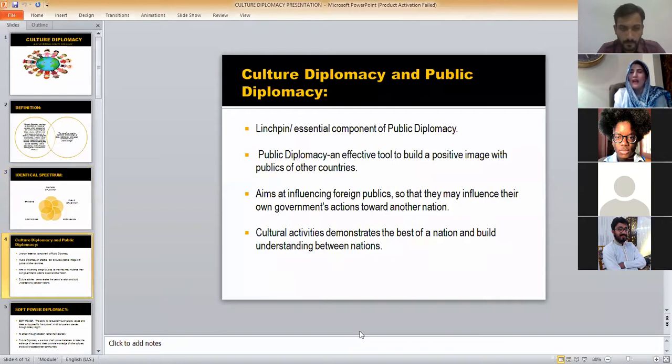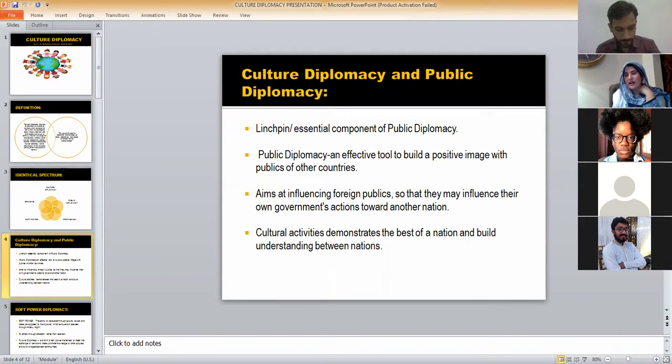Okay, cultural diplomacy and public diplomacy. Basically, the essential component of public diplomacy is cultural diplomacy. Public diplomacy is known as an effective tool to build a positive image with the publics of other countries. So if you want to enhance your global image across the globe, you can extend it with your cultural diplomacy and public diplomacy. The aim is to influence foreign publics, and they may influence their own government's actions towards another. So the aim is to influence people, their governments, and the people living there.